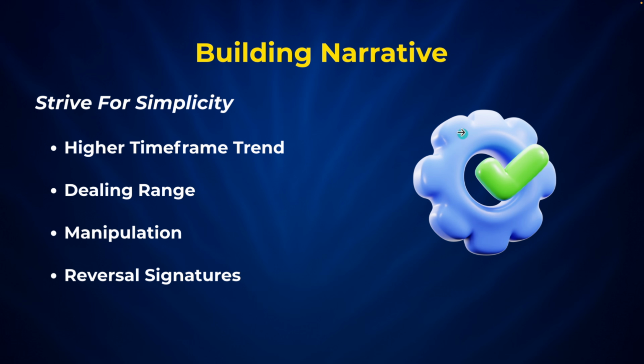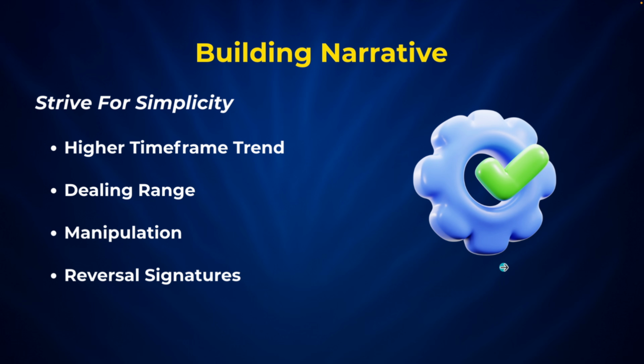Okay, so the main things that we want to look for when trying to build our narrative are, okay, what is the higher time frame trend? Do we have a clear dealing range? After we've established point A and point B, do we see clear manipulation? And then ultimately, again, reversal signatures.